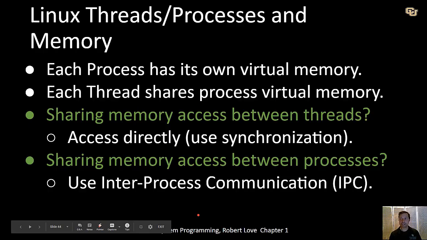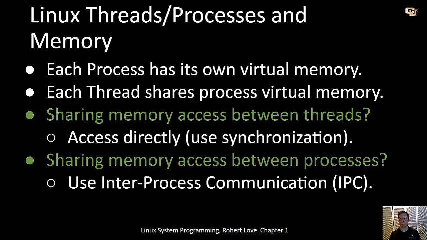So if every process has its own virtual memory, but every thread shares virtual memory, then how would you share memory access between threads? If you wanted to access a global variable between two different threads, you could just access it directly. However, you need to think about if you're modifying it from one thread and you're reading it from another thread, if you want to make sure that you have a consistent view of that memory, you're going to have to use synchronization. And we'll talk about different synchronization strategies later in the semester.